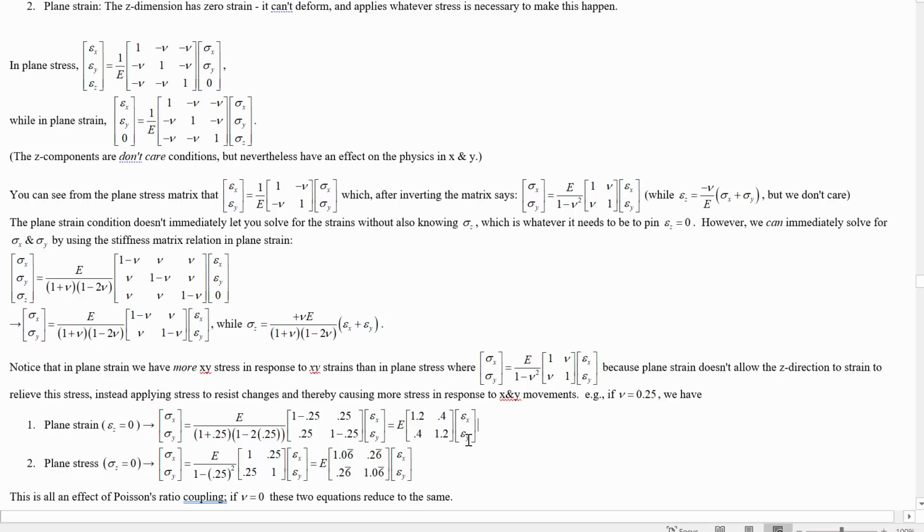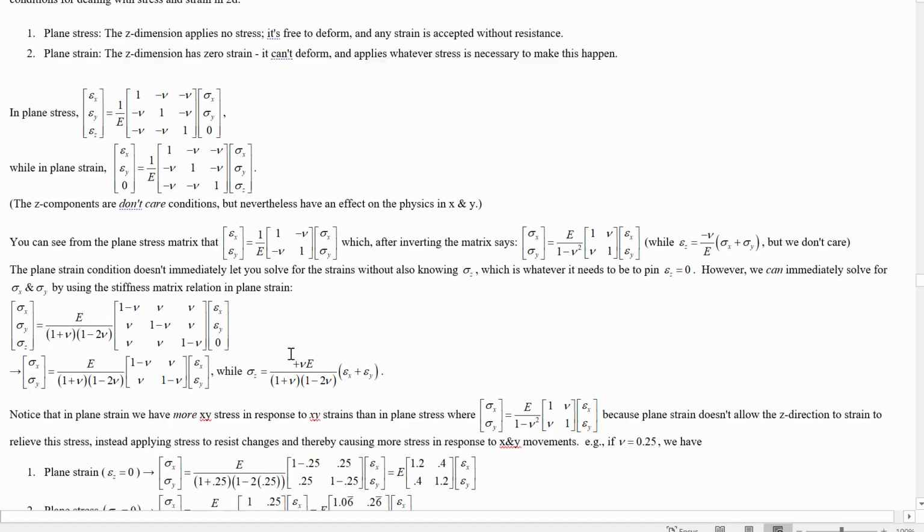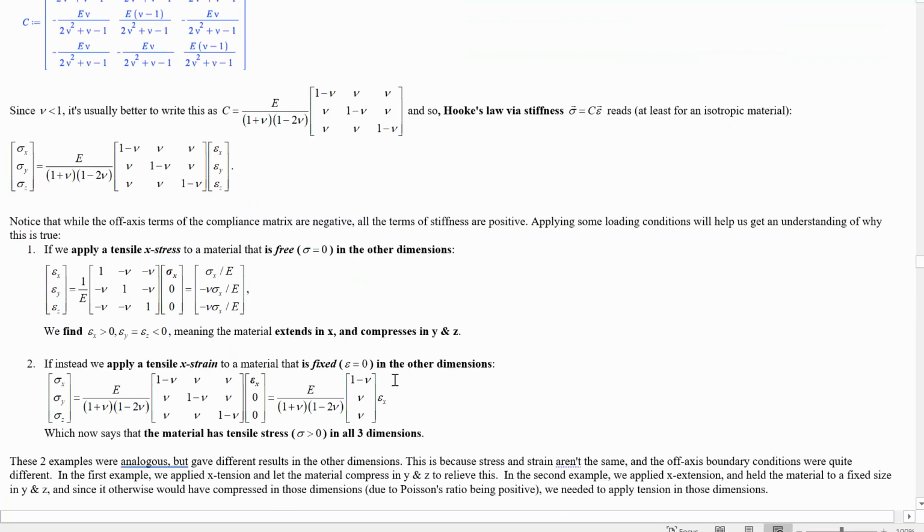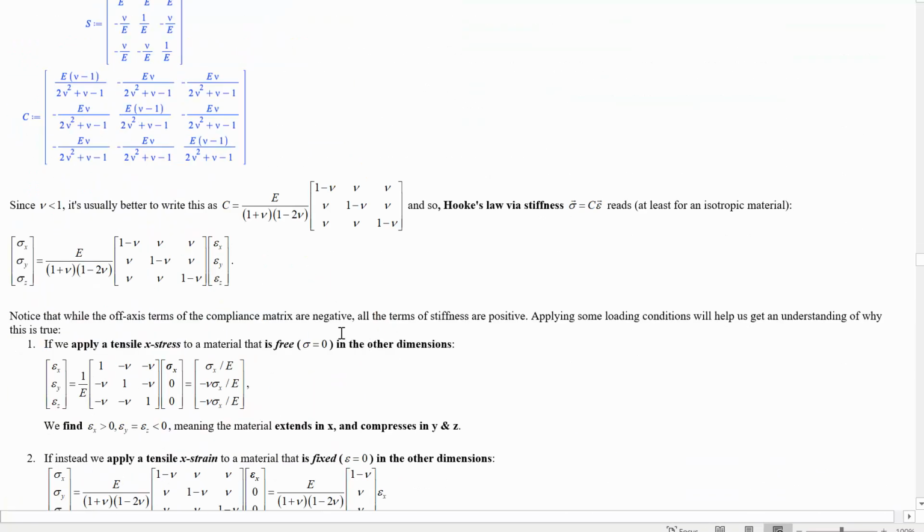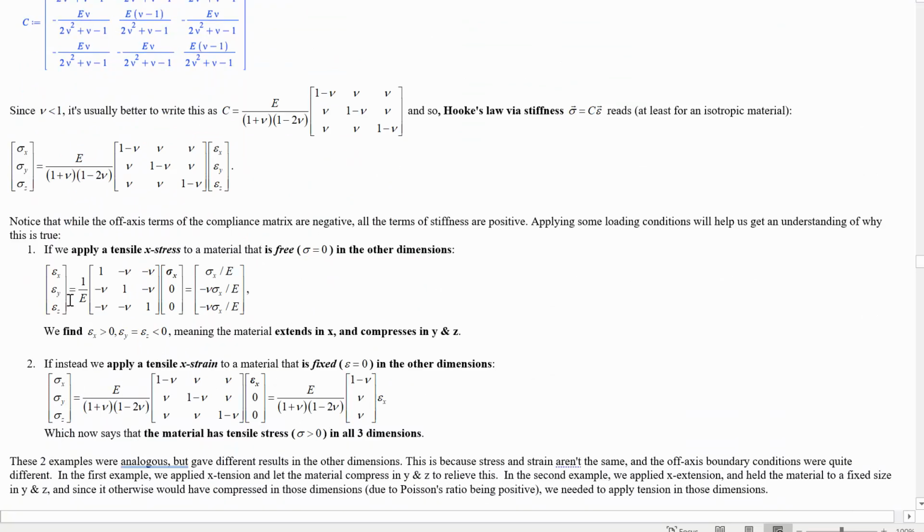Again, the more you stop it from being able to do what it wants, the more you restrain it from moving, the stiffer it's going to feel in the other dimensions. Think about it like this. If you allow it to be totally free, you have no stress in the other dimensions, then the object is going to just move in a certain way, right? That's where it responds. That's how we define Young's modulus.